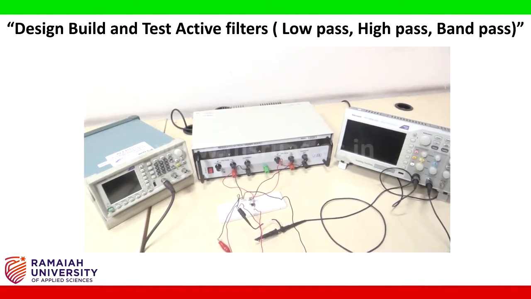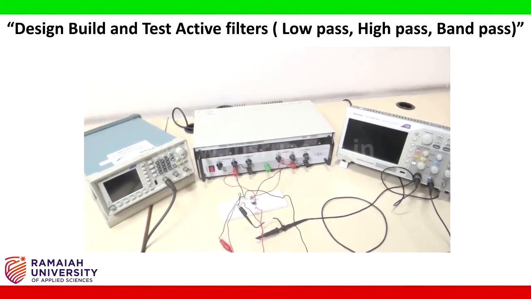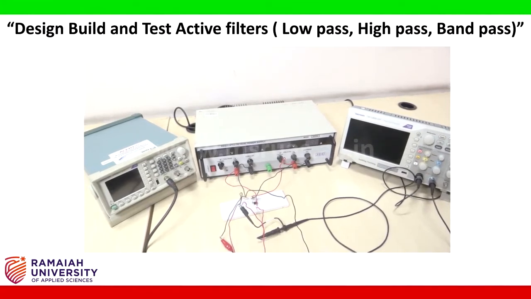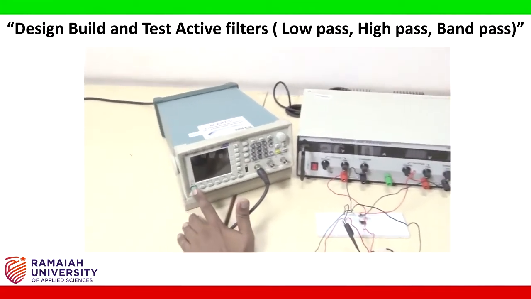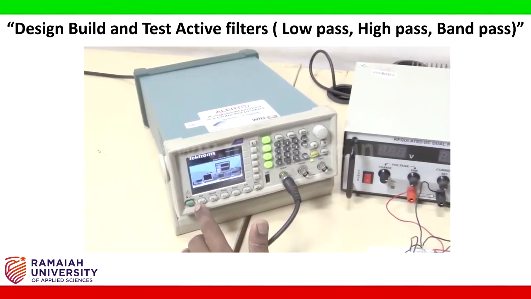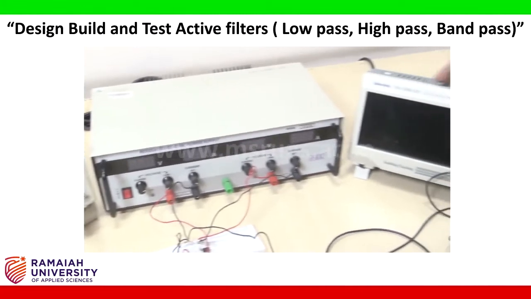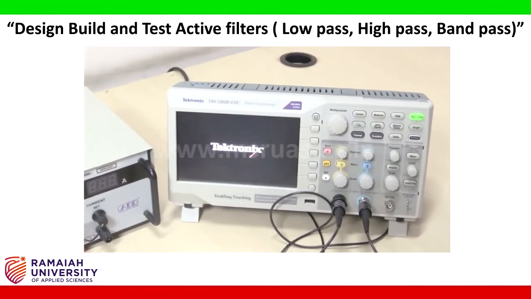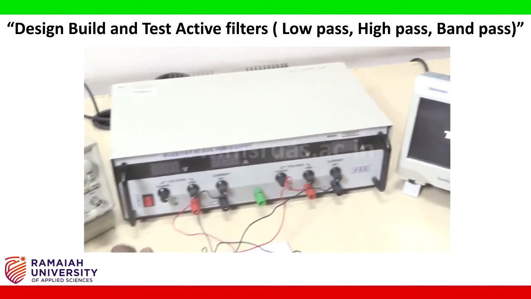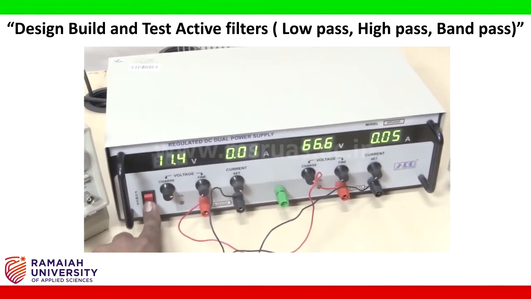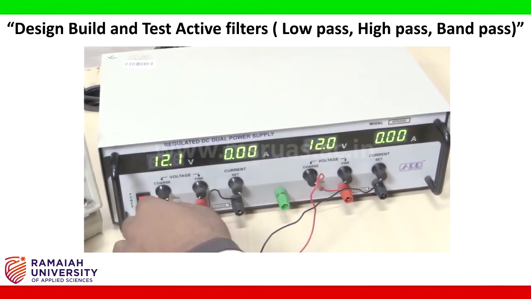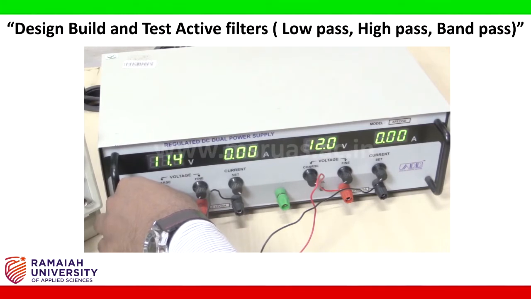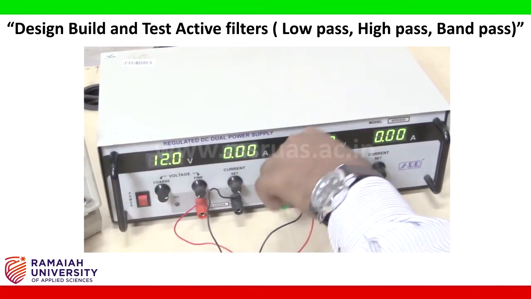This circuit is designed as a low pass filter for 1 kilohertz frequency. So I'm going to switch on this signal generator to give an input for the circuit, and I'm going to switch on the digital oscilloscope to see the output of this circuit. I'm going to switch on this DC dual power supply to provide a voltage to the circuit. So we need to set both terminals to 12 volt. It's already set to 12 volt.